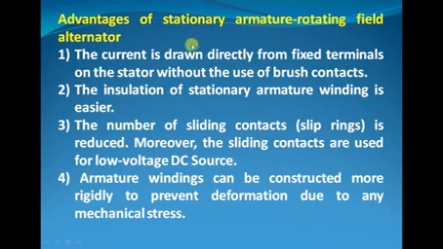Advantages of stationary armature rotating field alternators. The current is drawn directly from the fixed terminal on the stator without the use of brush contact. Here, with the stationary armature and rotating field, we get the current directly from the fixed terminal and do not depend on brush contact. The insulation of the stationary armature winding is also much easier. The number of sliding contacts is also reduced.